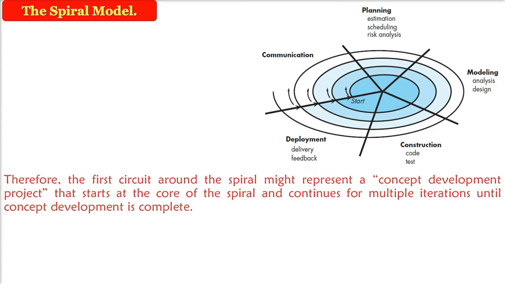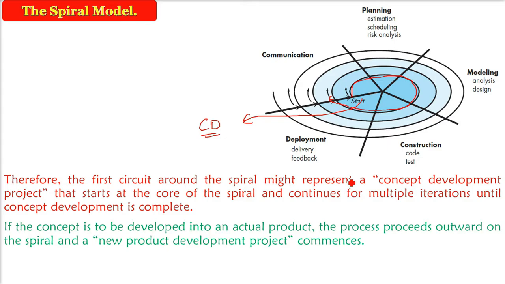The first circuit, as I said, can be called the concept development project. This is the core of the spiral. This is the first one, because this is a risky project. Maybe it is a complex project. It is a big project. For that, it is mandatory to understand the concept. As I said, this output can be just a model, or it can just be a prototype. Then you move ahead to the next round or iteration of the spiral.